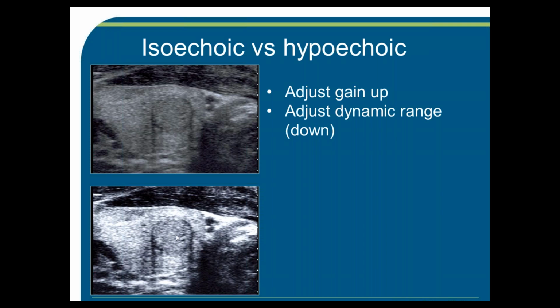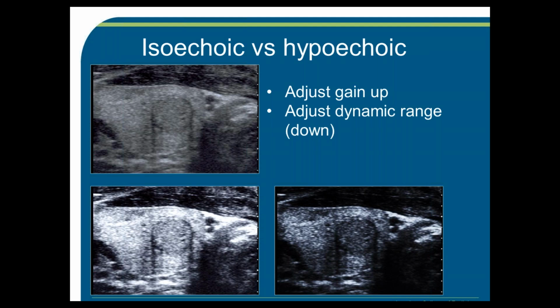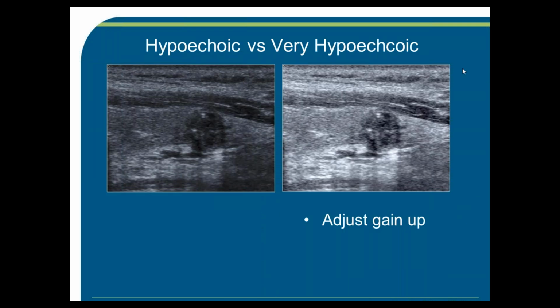You can also adjust the dynamic range, and generally you want the dynamic range to go down, which will give you more image contrast. And in this case, that made it obvious that this was a hypoechoic nodule and not an isoechoic nodule. It's also important to distinguish hypoechoic nodules, which get 2 points, from very hypoechoic nodules, which get 3 points. And those same techniques can help in this situation.